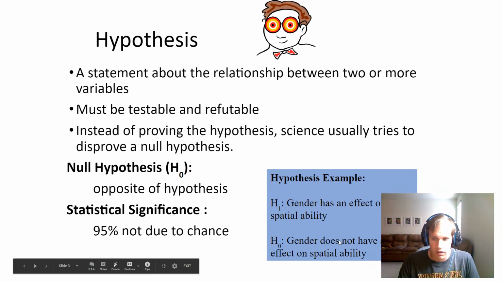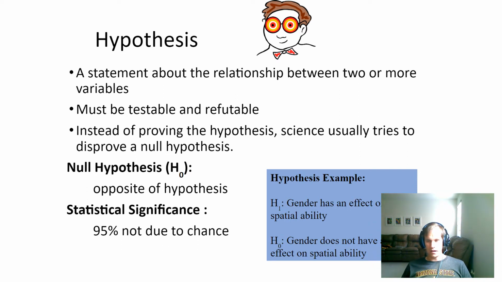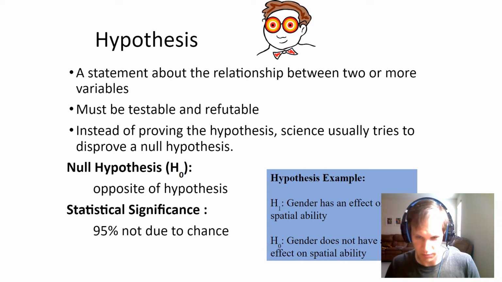And this is not a very good operational definition, so you would need some sort of explanation of exactly how you're testing spatial ability. So, like, gender does not have an effect on the ability to solve this puzzle in under 3 minutes, or something like that. Or all genders will be able to solve this puzzle in under 3 minutes.